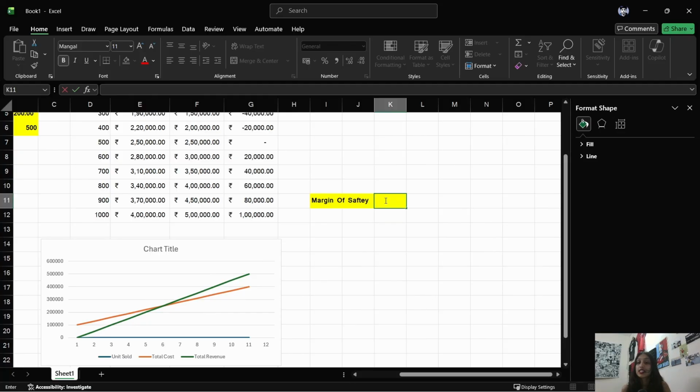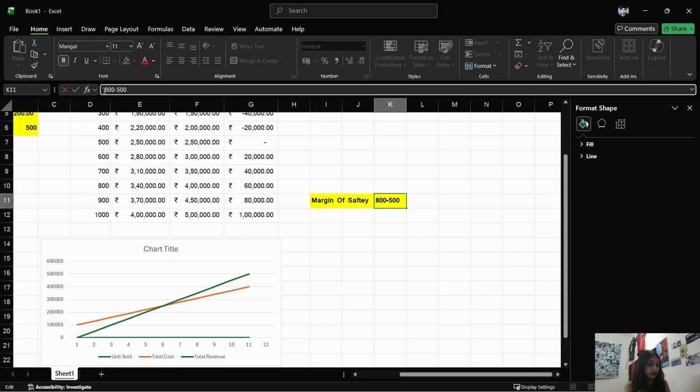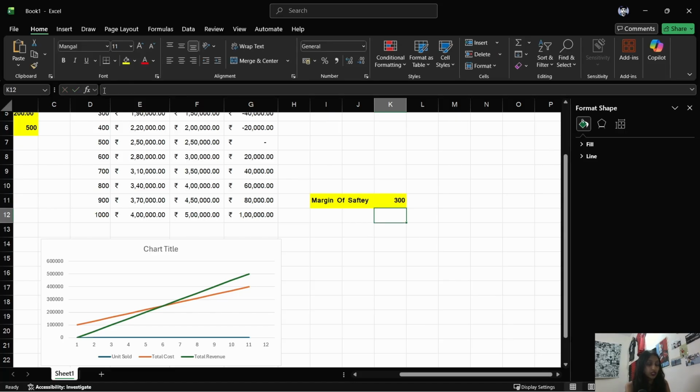Okay. Let's say the company is currently selling 800 units. So the margin of safety will be actual sales minus break-even sales. That is, actual sale is 800 because it is selling 800 units, minus the break-even sales. As we got the answer here, break-even sales is 500 units. So we got our answer as 300 units.